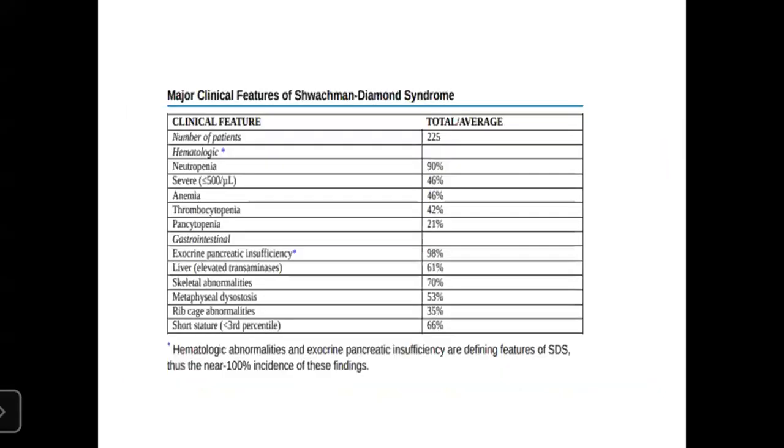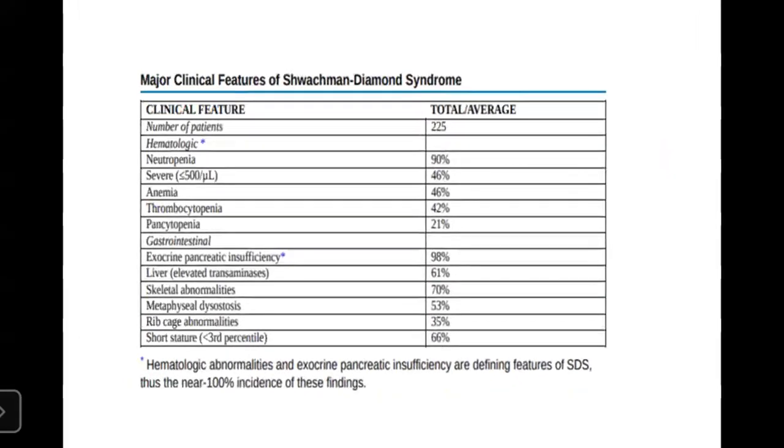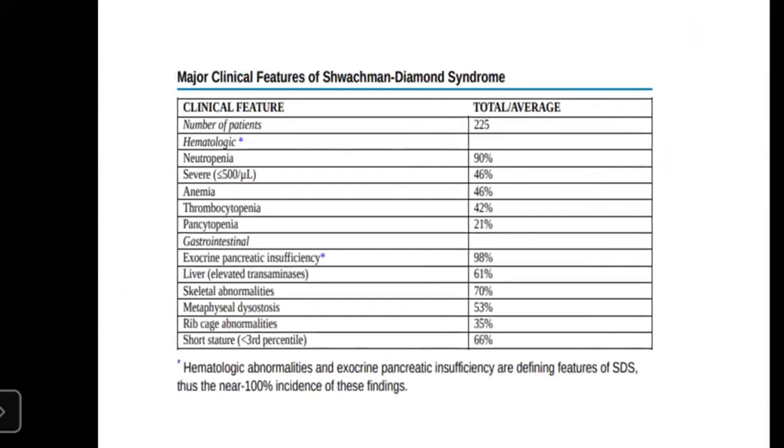The major clinical features of Shwachman-Diamond syndrome are neutropenia. There might be severe neutropenia, less than 500, anemia, thrombocytopenia, pancytopenia, exocrine pancreatic insufficiency, elevated liver enzymes, and skeletal abnormalities such as metaphyseal dysostosis, rib cage anomalies, and short stature.